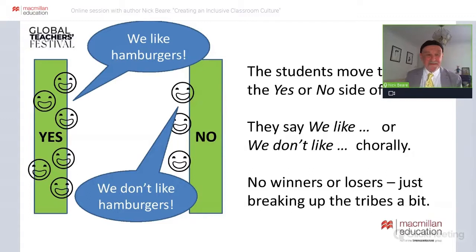Some of the geeky people might like hamburgers, some not, and so on. And suddenly they're all mixed up. And that's by itself quite something. You've actually got them standing next to each other.